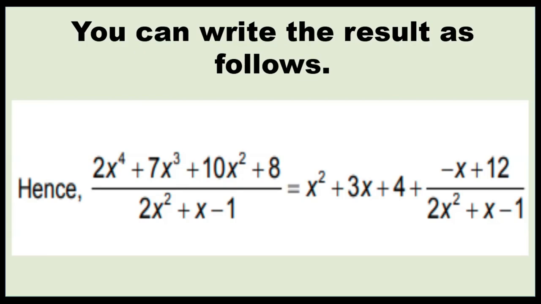If you're going to write the answer, we can write it in this format. We have 2x raised to 4 plus 7x cubed plus 10x squared plus 8, which is the dividend, divided by the divisor, 2x squared plus x minus 1, equals the quotient, x squared plus 3x plus 4, plus the remainder, negative x plus 12, over the divisor, 2x squared plus x minus 1.